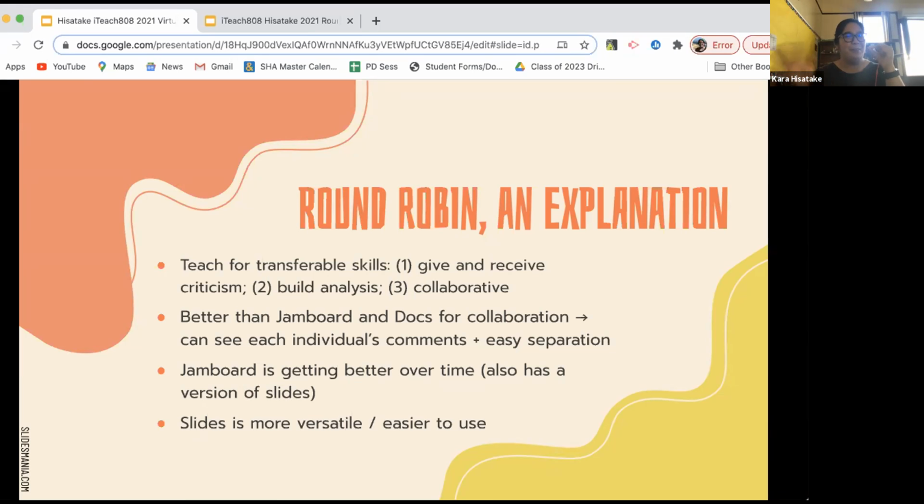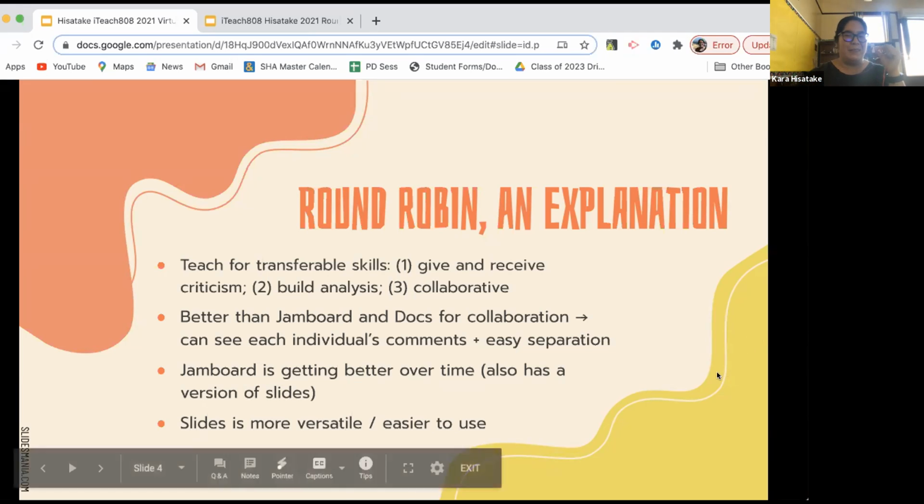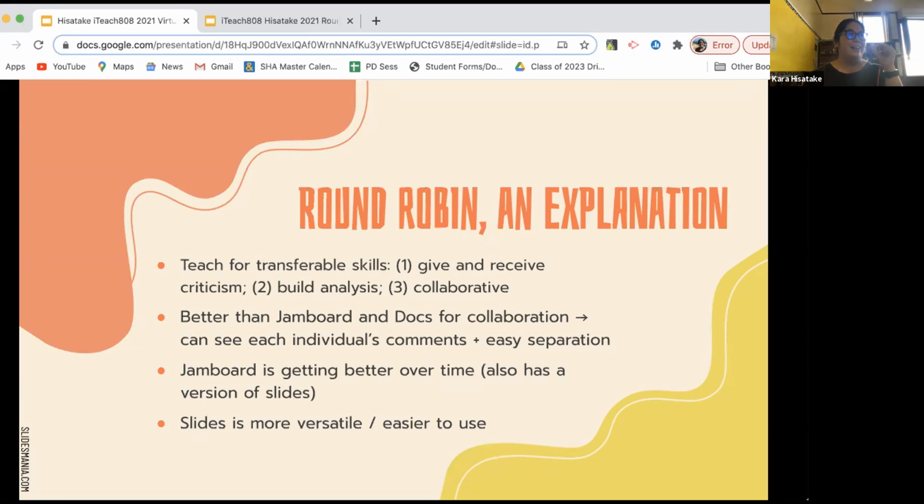I'm not sure how many of you are familiar with Jamboard, but I've started to begin using it. There are some possibilities there, but I think it's still a work in progress. You can only have like 25 people on at the same time. I think you can only have a certain number of slides, and it's not as easy to maneuver between slides. So it's just not as easy as Google Slides. It's just harder to do in terms of switching between slides, making sure everything's separate, I think.